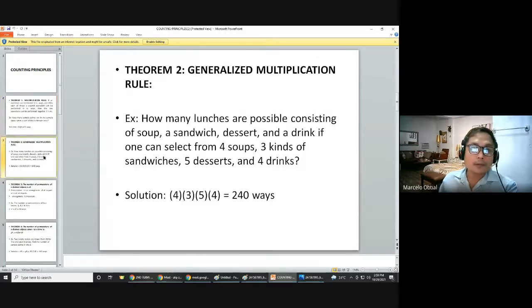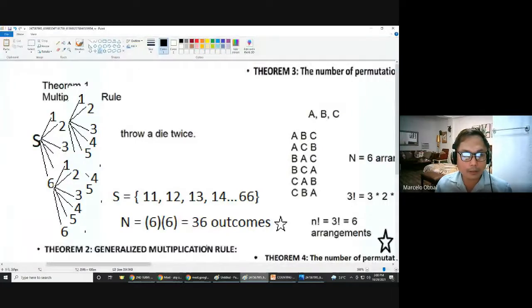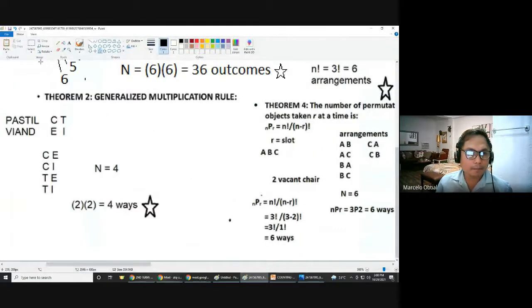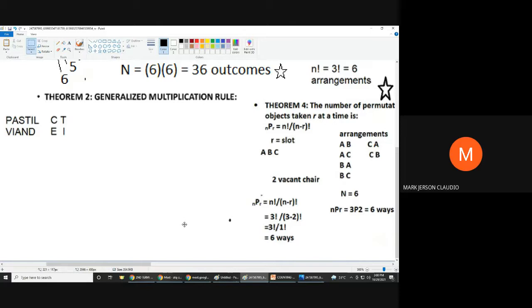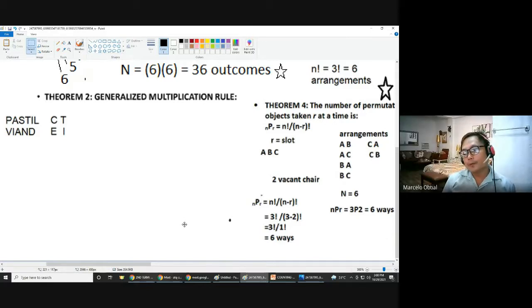Next. Theorem number 2, it's also multiplication rule, but generalized. No? Okay, can we go back with our whiteboard? Let us simplify the problem. Mark, Claudio? Mark? Yes, sir. Okay. For example, Mark, we go back now with the face-to-face na klase. Okay, we go to our university. Then you will have your lunch, somewhere, no?